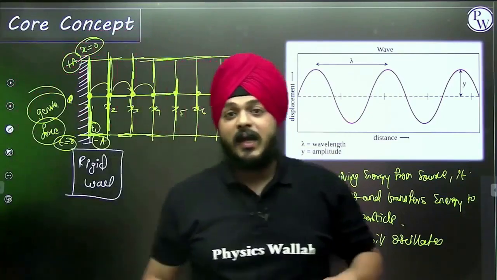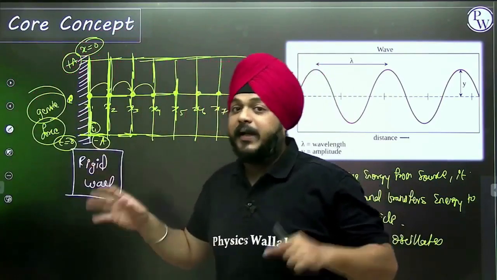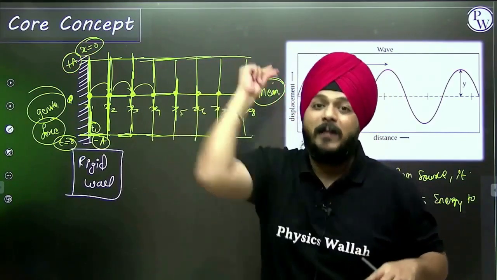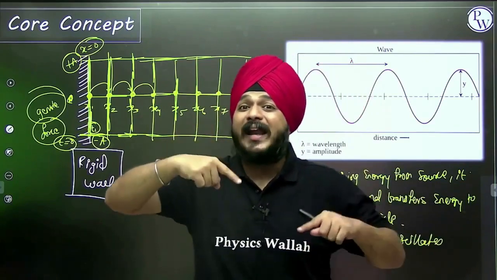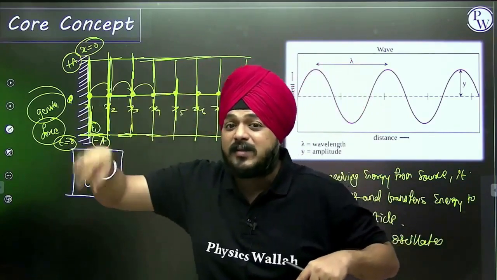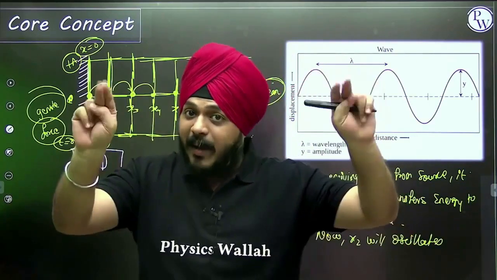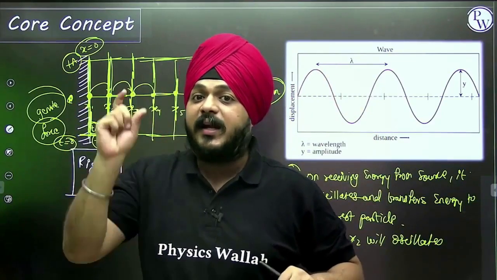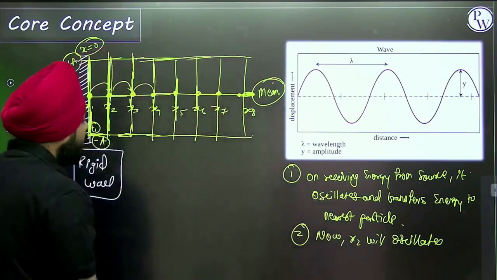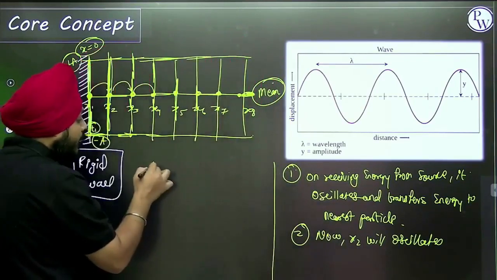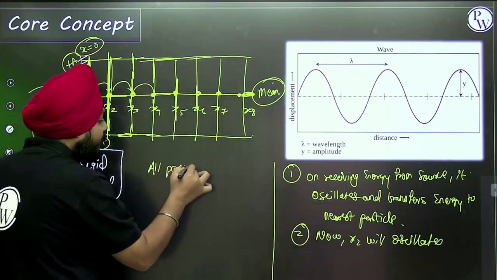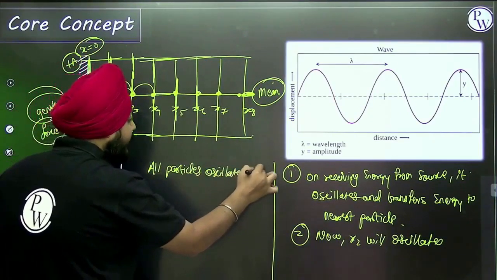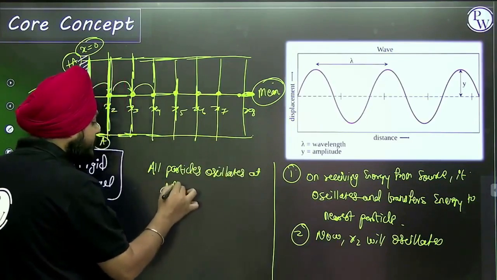Guys, I must say, all are having the same amplitude, correct? All are having the common mean position, correct? But I must say they are oscillating at different time instances. Mark my words, I am highlighting: all particles oscillate at different time instances.